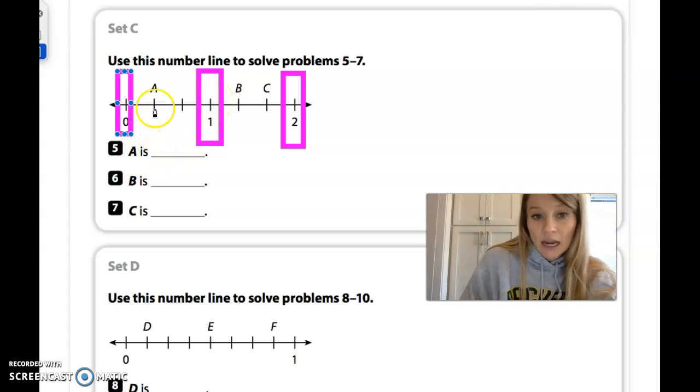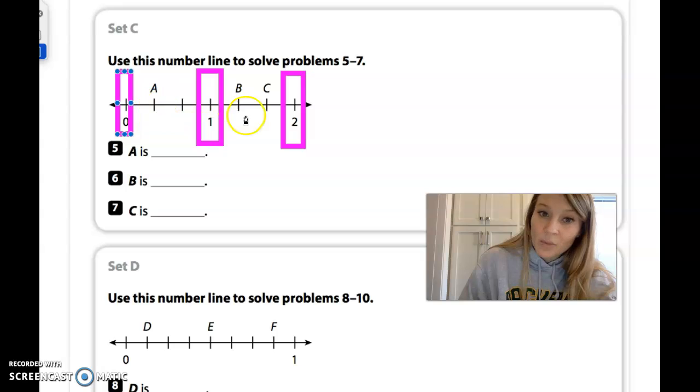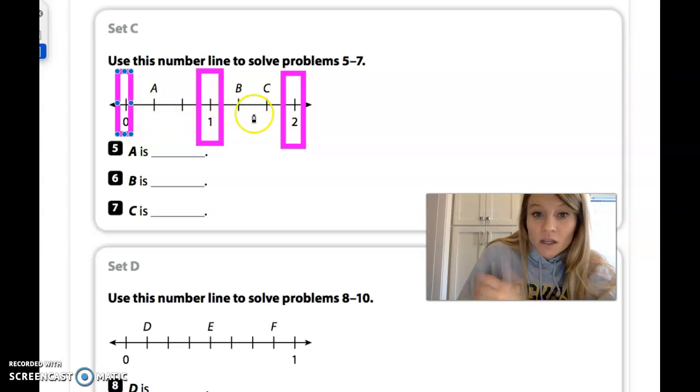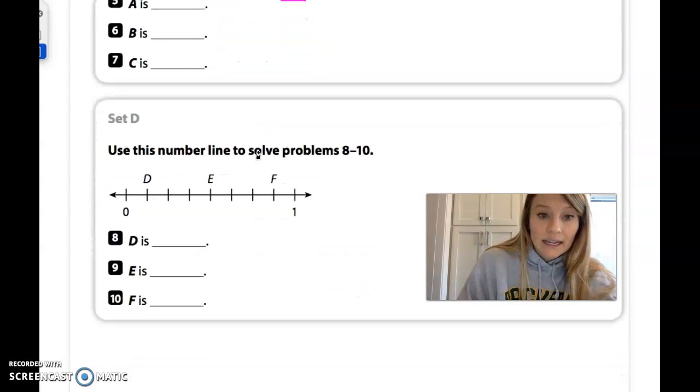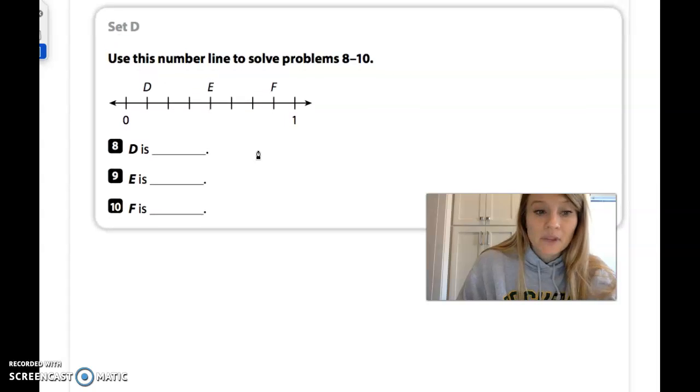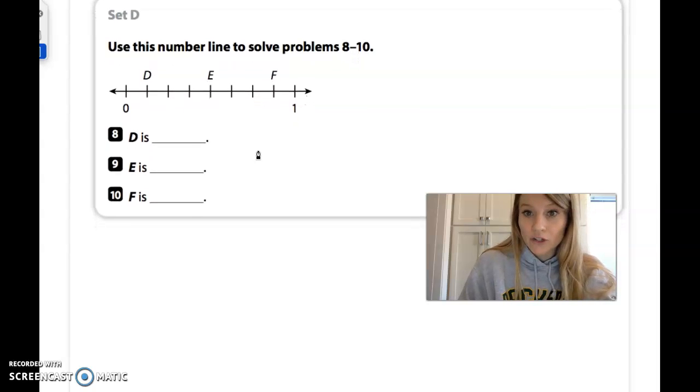So how much is A worth? How much is B worth? Thirds. How many thirds? And how much is C worth? And D. And then you guys are done with fractions for this page. D, it's again asking you what fraction is D, E, and F.